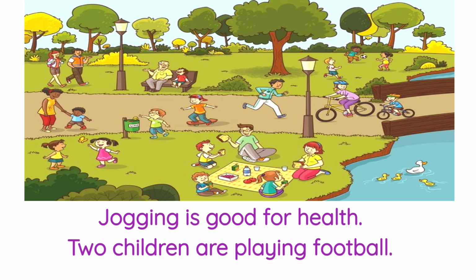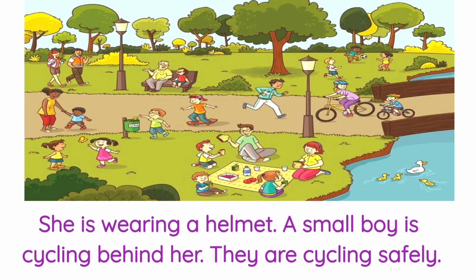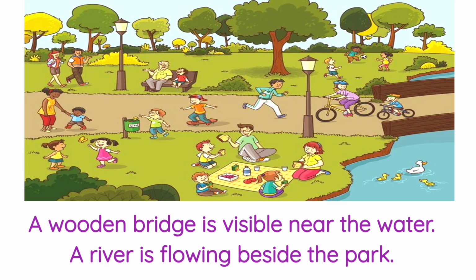Two children are playing football. They are running fast. The football is in the air. A girl is riding a bicycle. She is wearing a helmet. A small boy is cycling behind her. They are cycling safely. A wooden bridge is visible near the water.